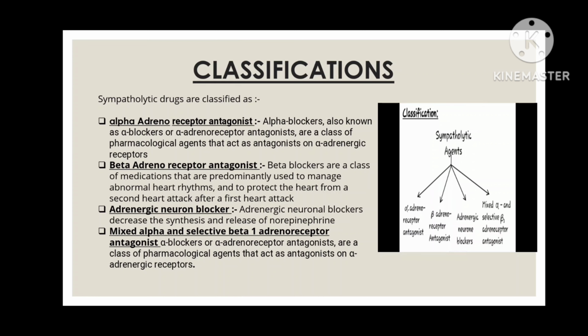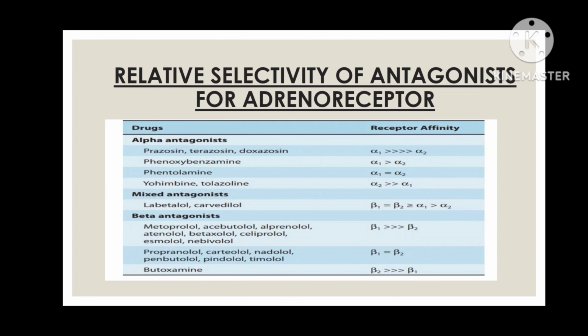Classification of sympatholytic drugs. They are alpha adrenoreceptor antagonist, beta adrenoreceptor antagonist, adrenergic neuron blocker, mixed alpha and selective beta 1 adrenoreceptor antagonist. As you see, the relative selectivity of antagonists for adrenoreceptor.